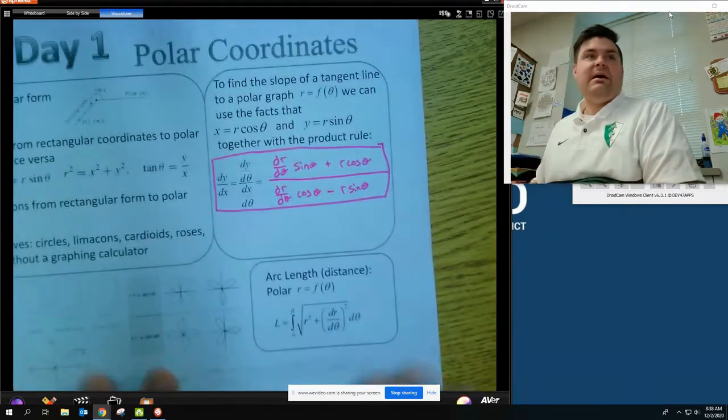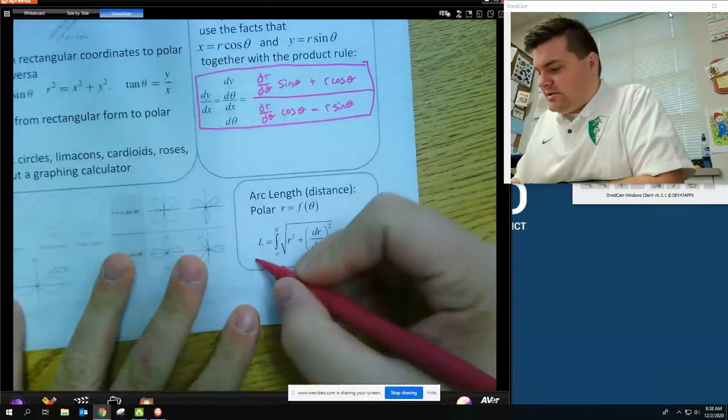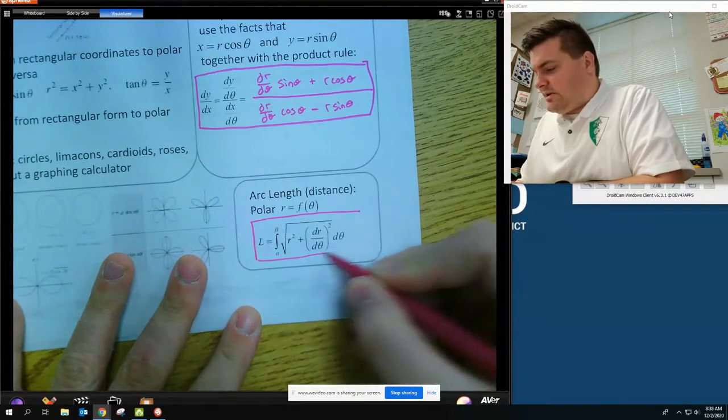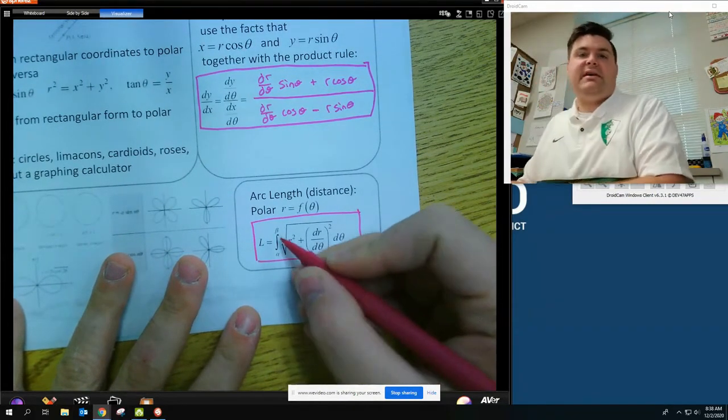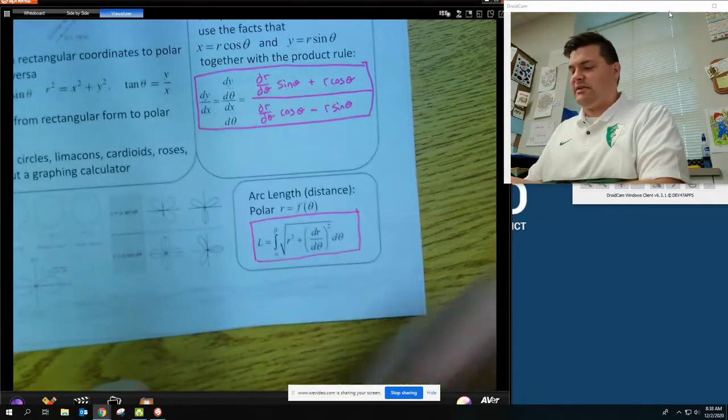And then arc length, a nice little fun formula here: the length is the integral from alpha to beta, because those represent angle measures, of the square root of r squared plus dr d theta all squared, d theta.